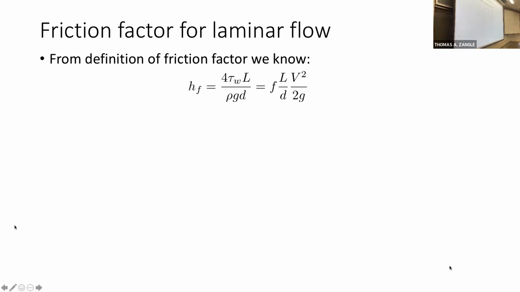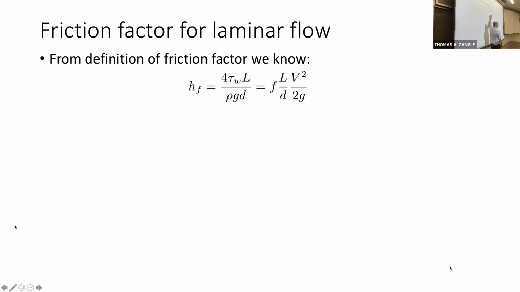Okay, so from the definition of friction factor, we know that head loss due to friction we defined as f L over D times V squared over 2g, right? That comes from that 19th century relationship derived in the 1800s. And we know from the momentum balance that we discussed last class, we can also write the head loss due to friction in terms of tau wall. And now we know tau wall for a laminar pressure-driven flow, right, from the previous slide.